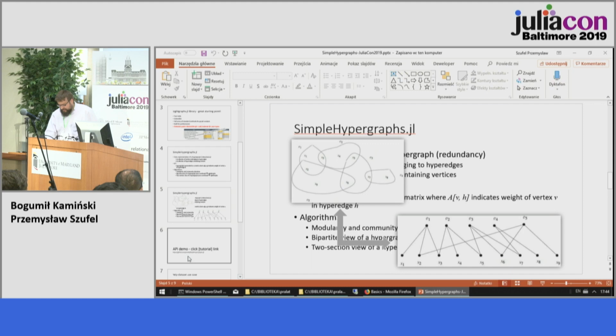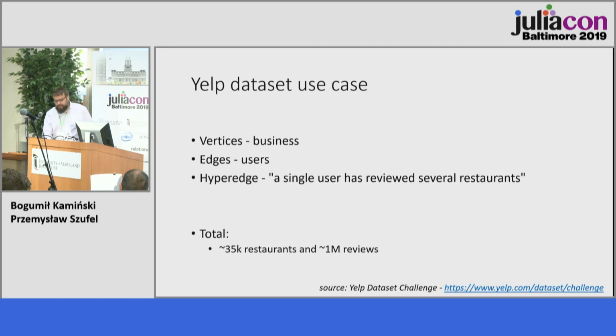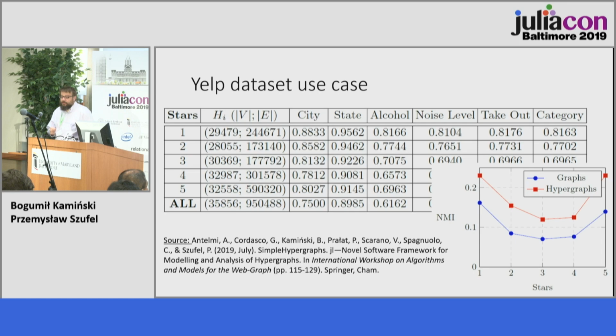And now why does it matter? Why does it make sense to use hypergraph? So one example we have run it on is the Yelp dataset. So there is this Yelp dataset challenge when customers are reviewing restaurants, and we have measured various community patterns in this Yelp dataset.